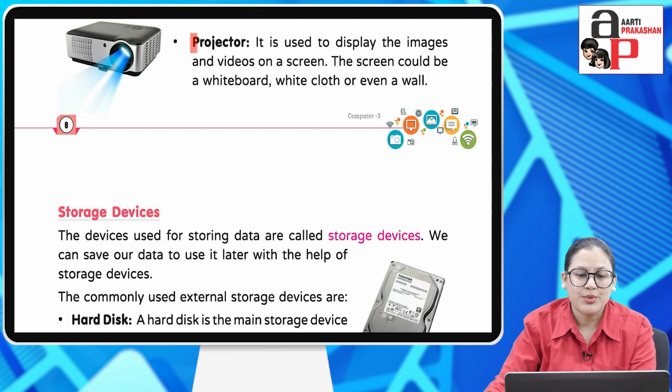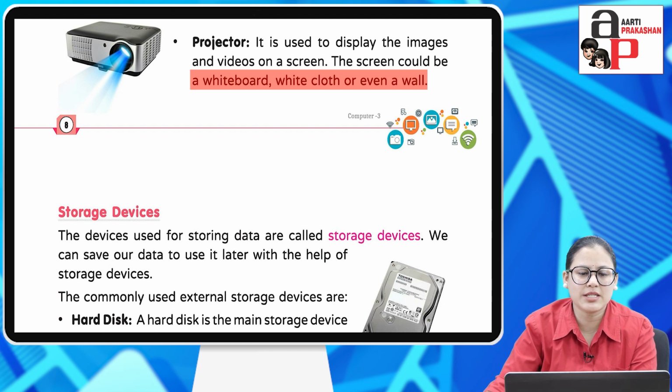Projector. It is used to display images and videos on a screen. The screen could be a whiteboard, white cloth, or even a wall. See, this is the projector. All of us have seen this. So this projector is used to display the images or videos on a screen.